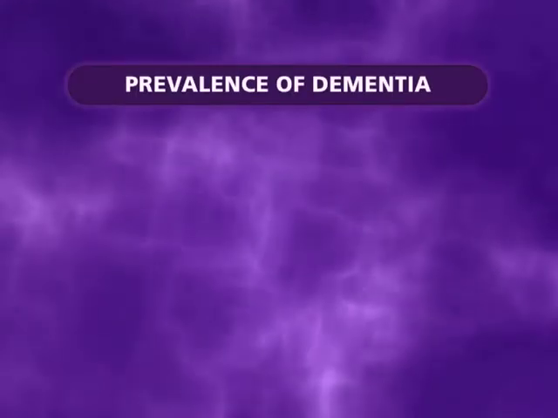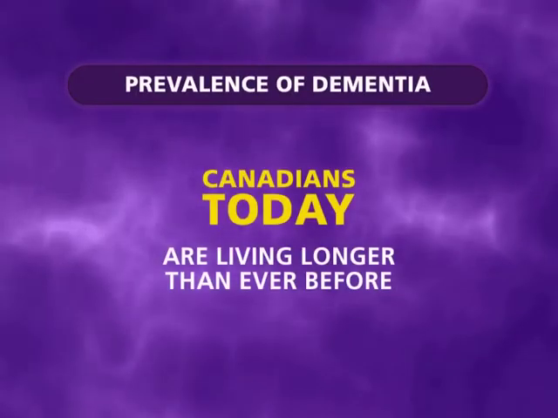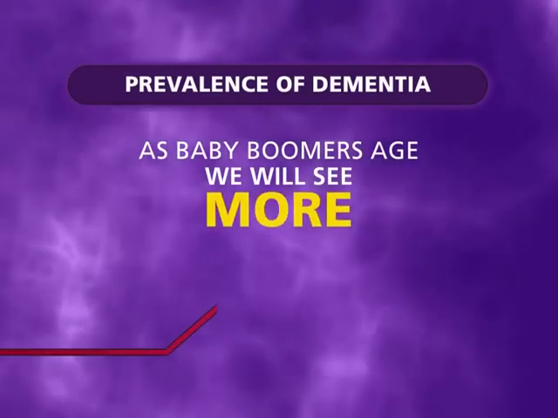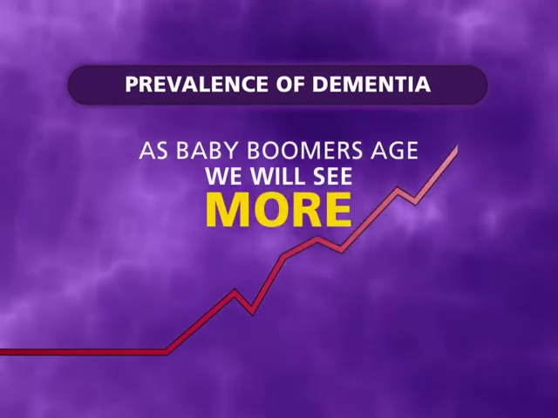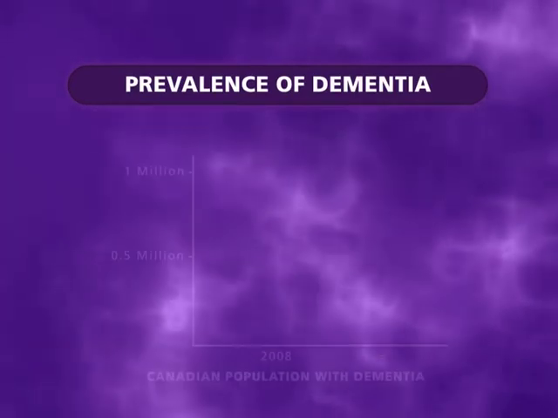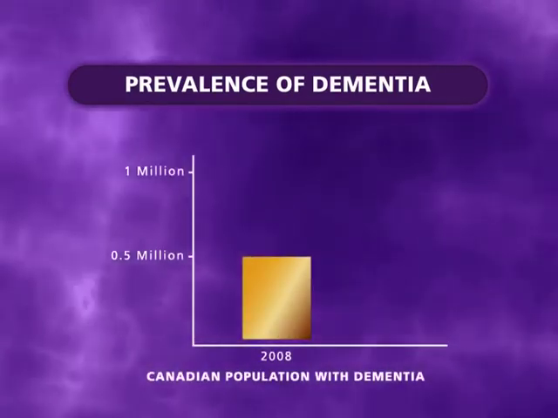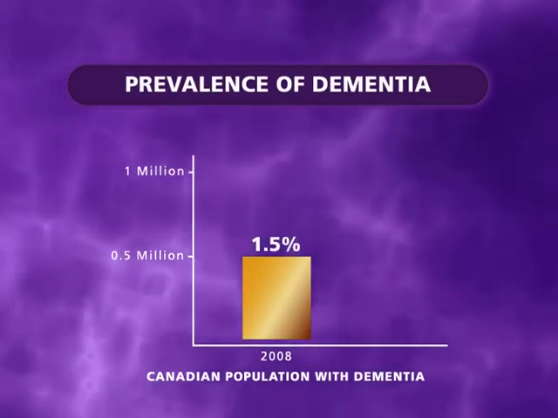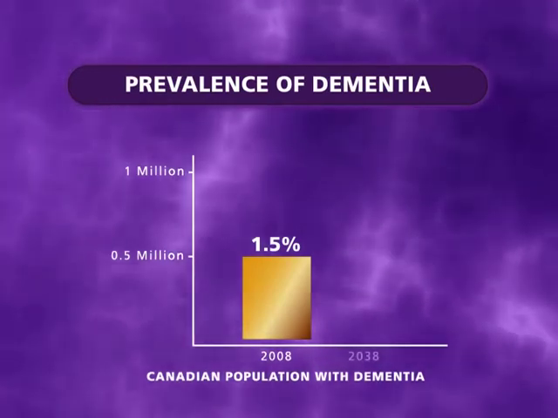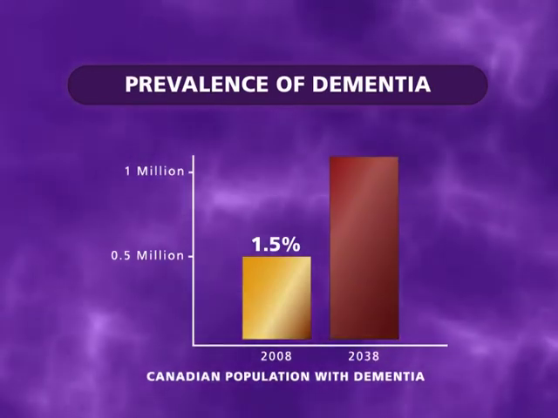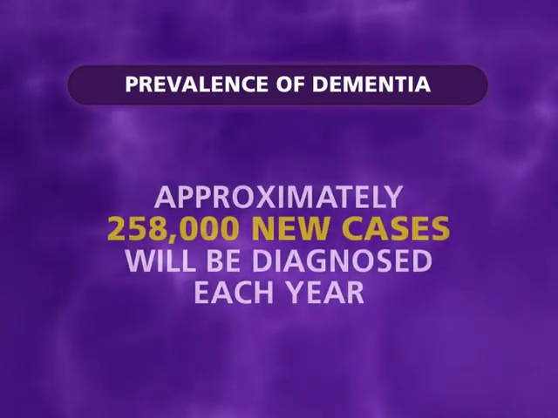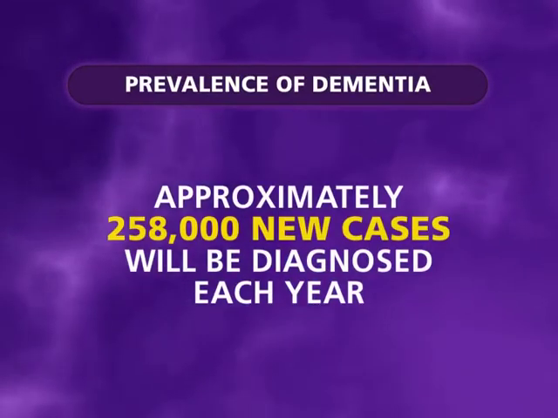Prevalence of dementia. Canadians today are living longer than ever before. As the baby boomers age, we can expect to see a spike in many age-related chronic diseases, such as heart disease, arthritis, cancer, and dementia. In 2008, approximately 500,000 Canadians, or 1.5% of the Canadian population, were living with dementia. By 2038, 1.1 million Canadians, or almost 3% of the population, will be living with dementia, and approximately 258,000 new cases will be diagnosed each year.